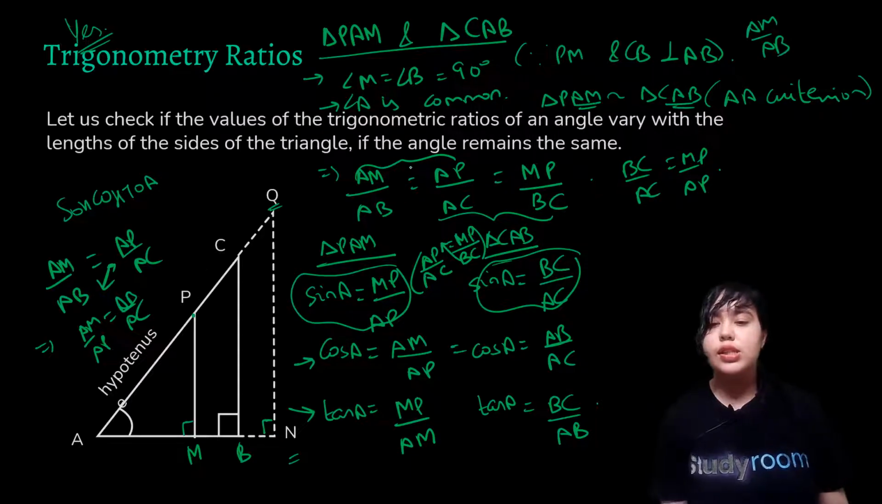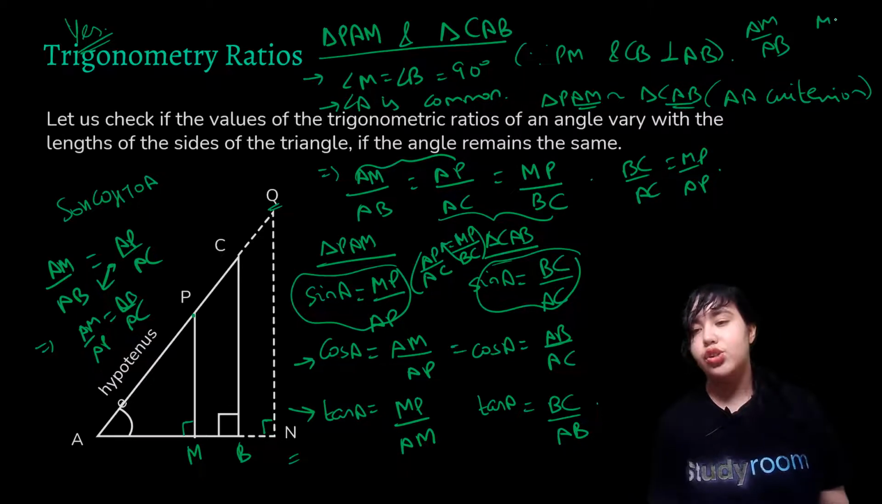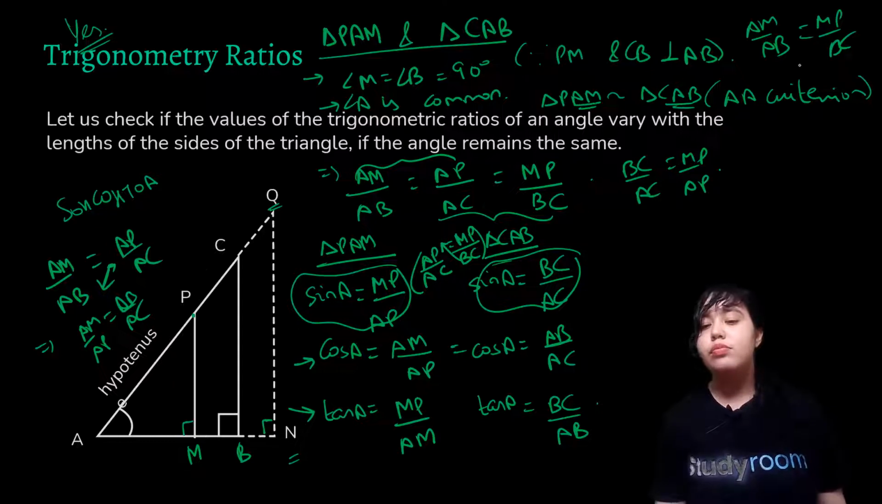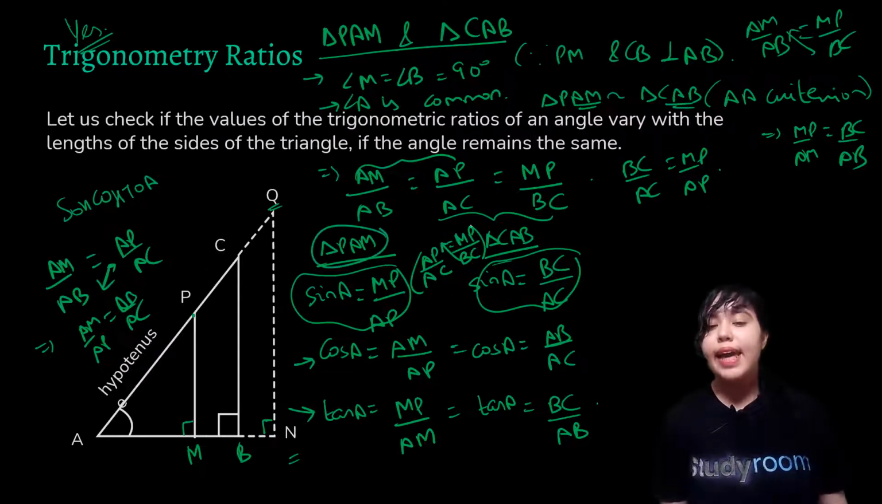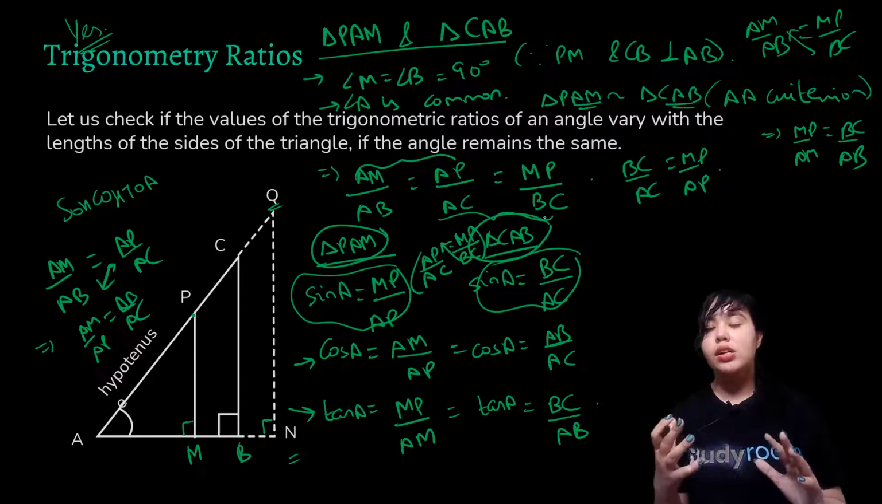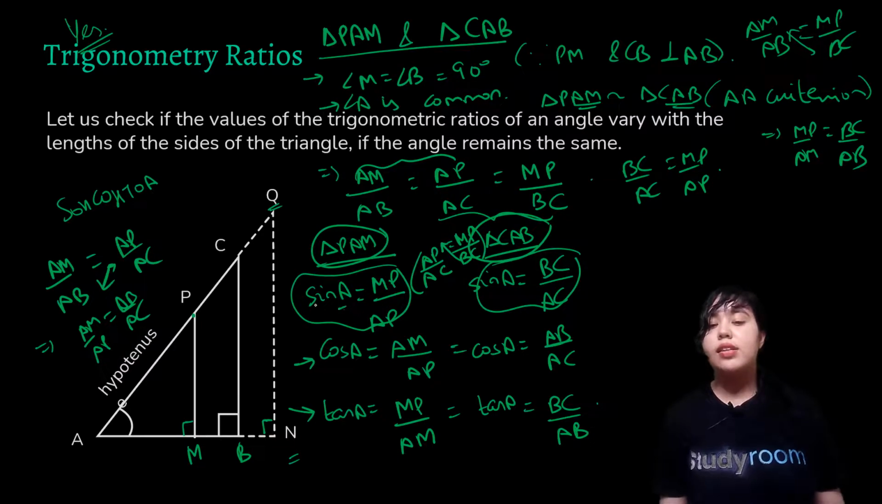The first similarity ratio that we wrote down, and MP upon BC, the last ratio. So they are also equal. Again, if you make a few rearrangements, like over here, you will get MP upon AM is equal to BC upon AB. That means tan A is also the same. So we see that if triangle PAM and triangle CAB are similar, then for the same angle A, the trigonometry ratios are actually equal.